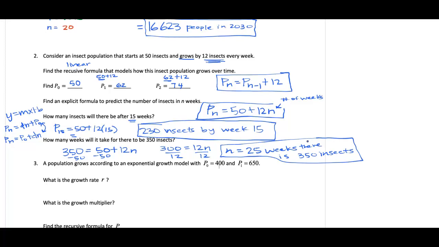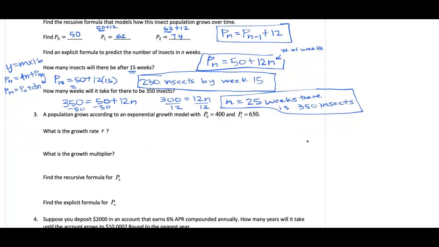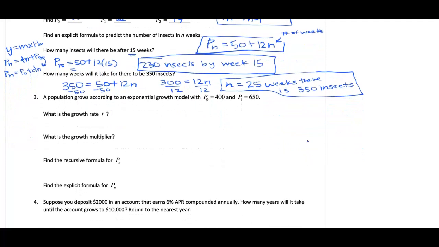All right, so how about this number 3? A population grows according to an exponential growth model with p sub 0 equal 400 and p sub 1 is 650. What is the growth rate? So notice that this is exponential growth, right? Anybody have an idea? How would we figure out what r is? Do you divide them by each other? Yep, you're going to divide them by each other.